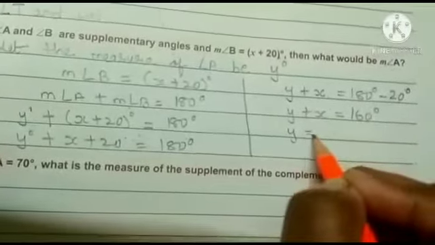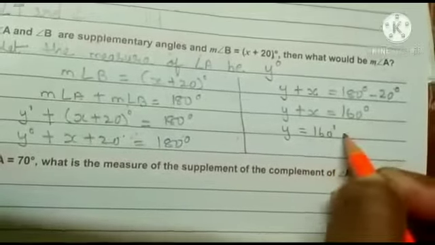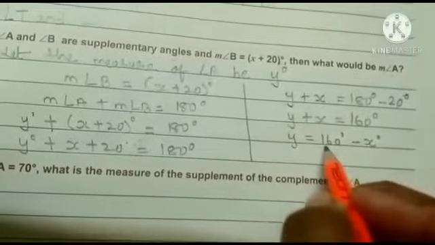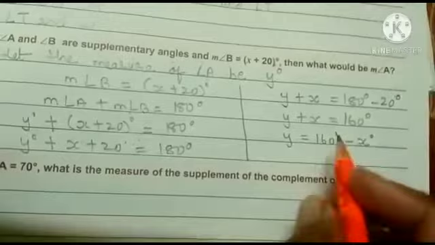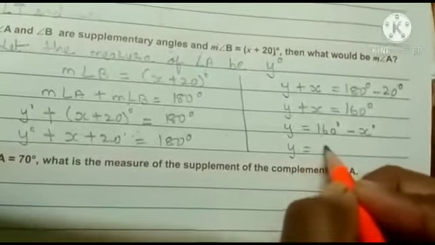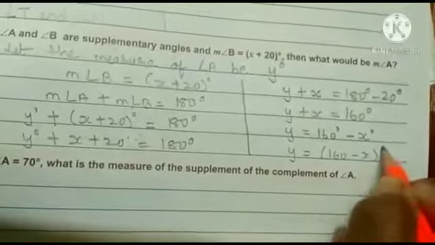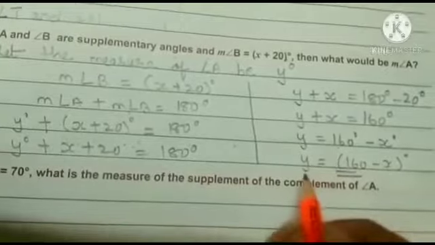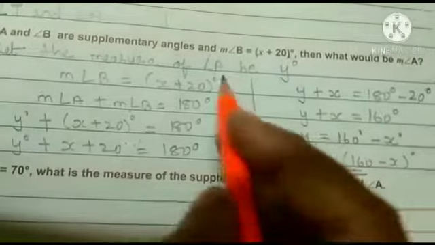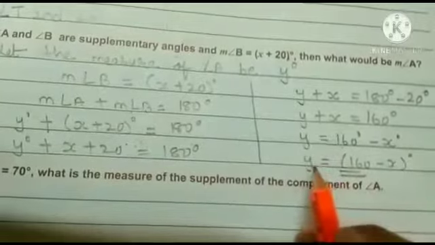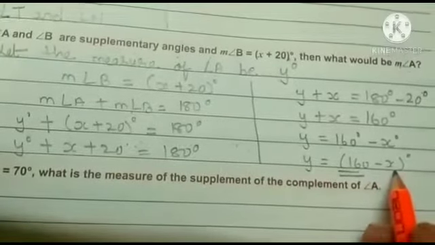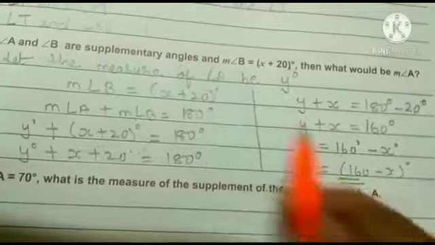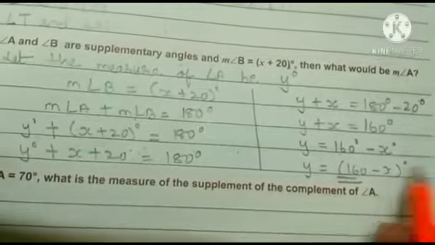So what will be your equation now? Y is equal to 160 degree minus x degree. Clear? Now can you subtract x from 160? No. So here y is equal to 160 minus x degree. So what will be the measure of angle A over here? Here y we have taken for angle A. So we have found the value of y, that is 160 minus x degree. Clear? So here the measure of angle A is 160 minus x degree.